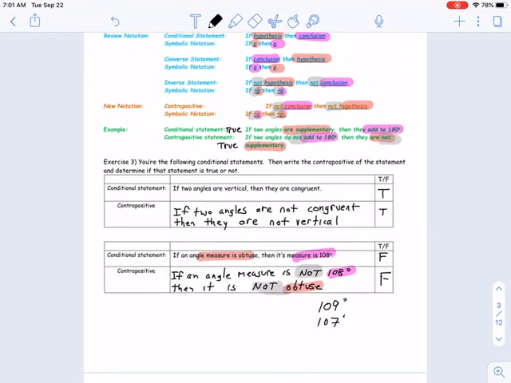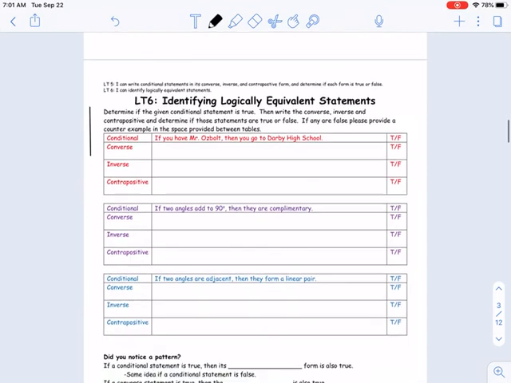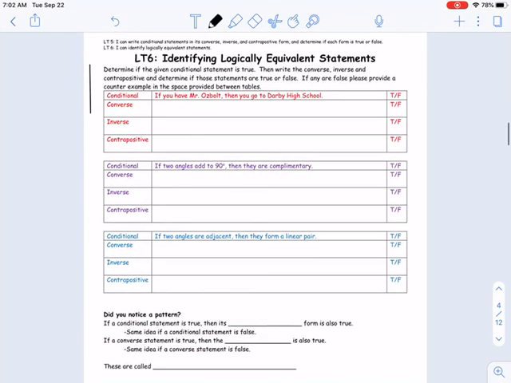The next portion of this is dense. It's going to take a while, so I'm going to save it for the next video. Stay tuned.